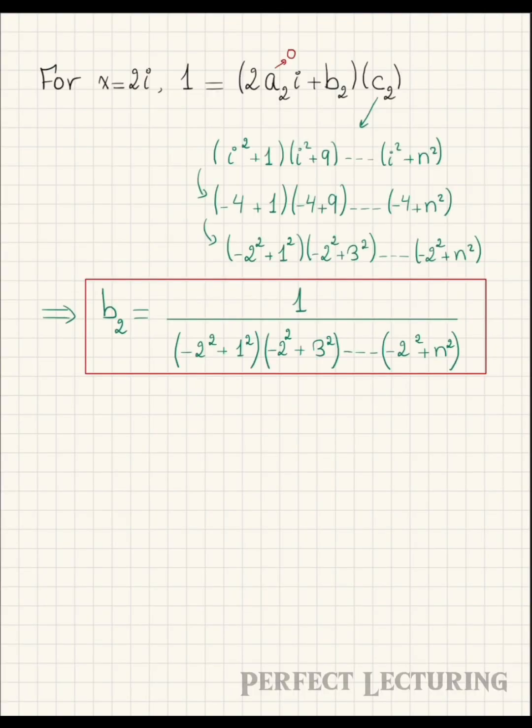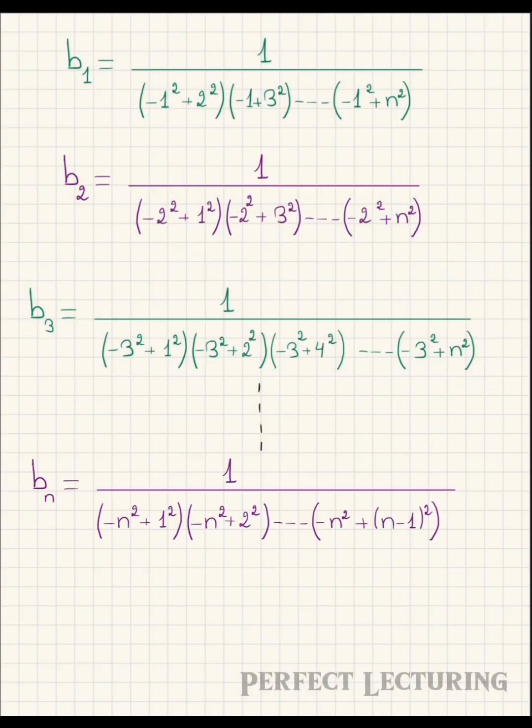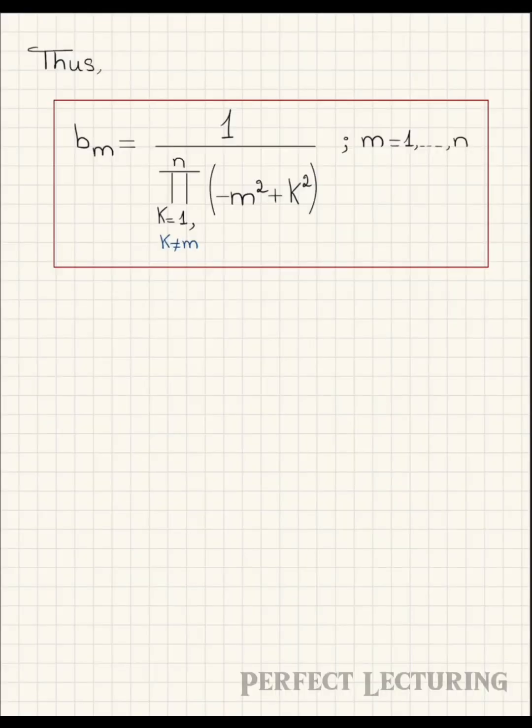We now replace x by 2i in order to find b2, and we get this. We keep going. This is for bn. What we can notice here is that for any term bk, k taking values from 1 up to n, the denominator will be negative k squared plus 1 squared, etc., up to negative k squared plus n squared. But of course, the term negative k squared plus k squared will be skipped. And now we can write the general formula for bk, which is this, and here I will use m instead of k because we already have k as the index of the product.